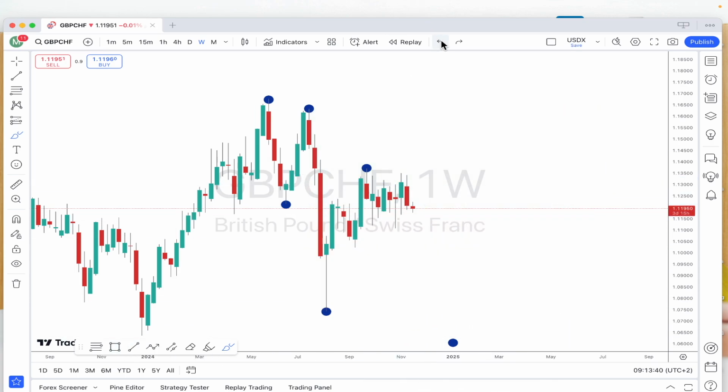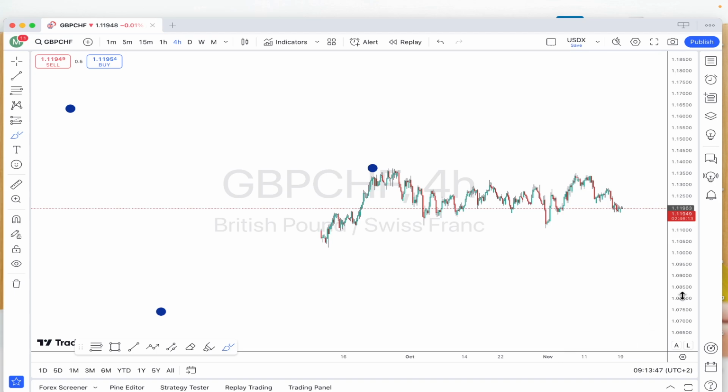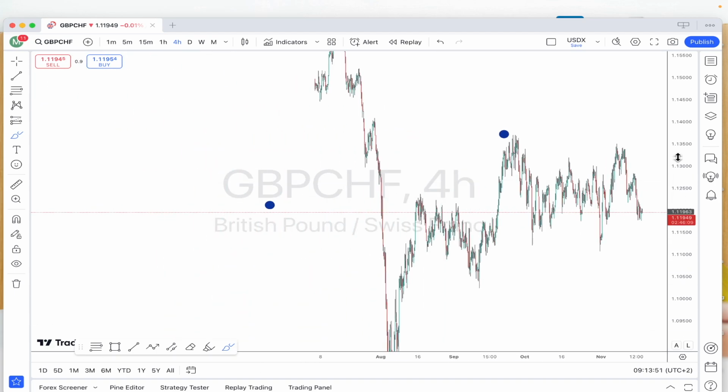Now if we go to the lower time frames, that means we need to see something different, because we've got a lot of noise there. So look at the 4-hour time frame. This is now where it gets interesting.